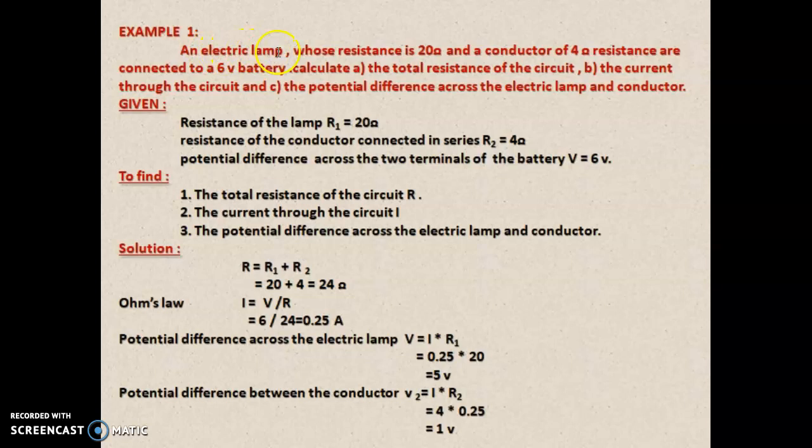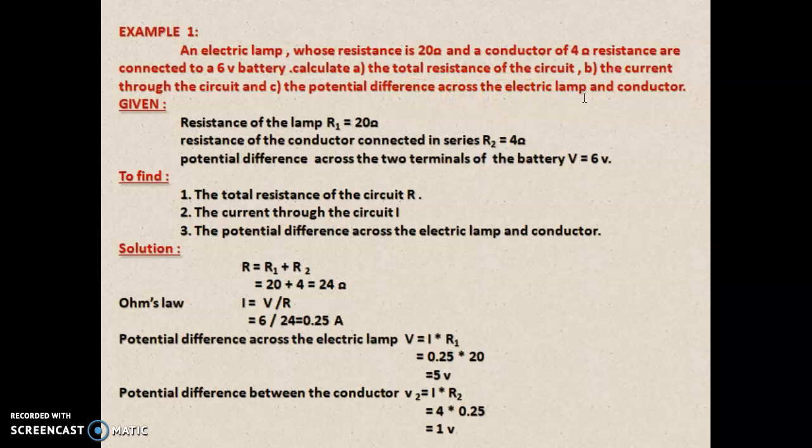An electric lamp whose resistance is 20 ohms and a conductor of 4 ohm resistance are connected to a 6-volt battery. Calculate A. The total resistance of the circuit. B. The current through the circuit. C. The potential difference across the electric lamp and conductor.